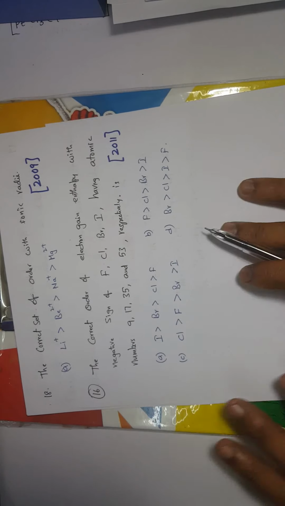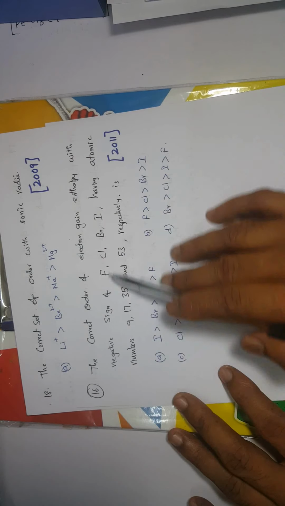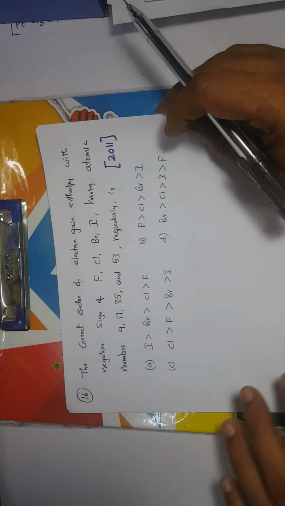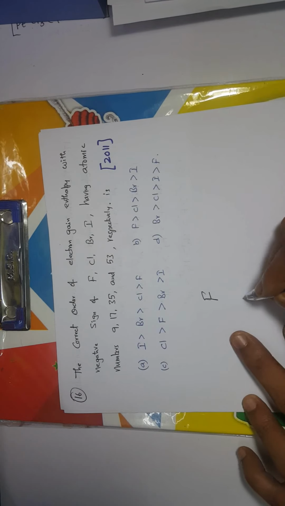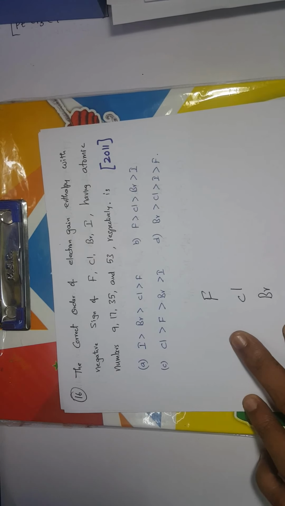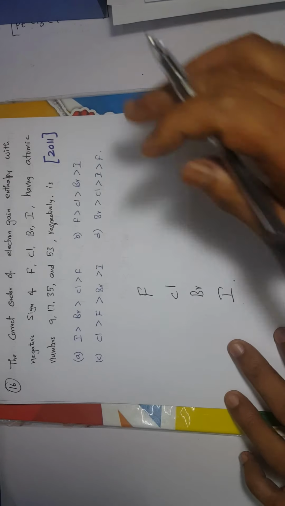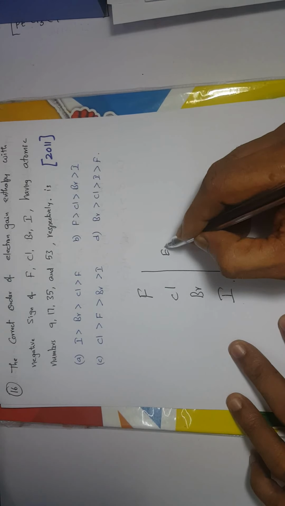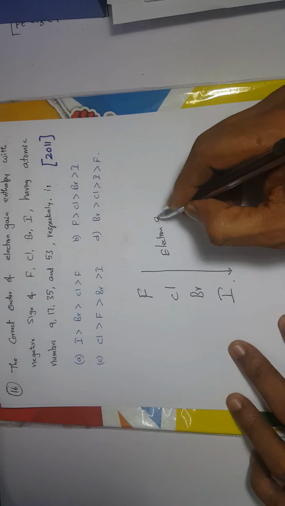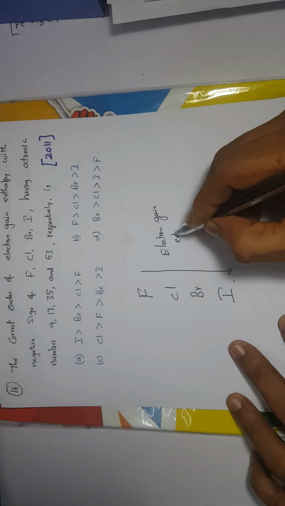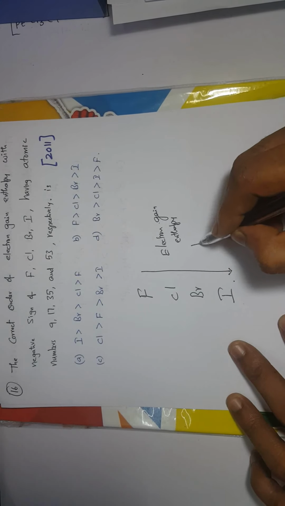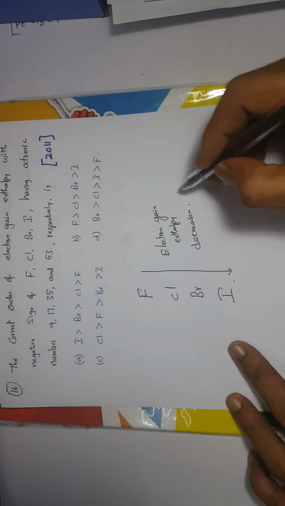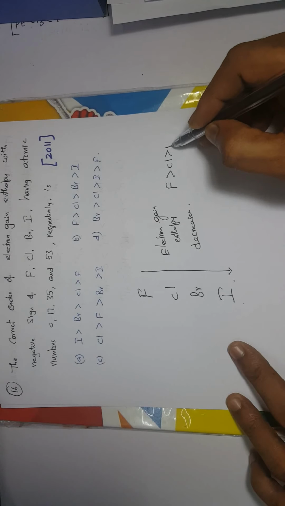Next, what is the correct order of electron gain enthalpy of fluorine, chlorine, bromine, iodine? This one is very important, because these are same group elements. In a group, usually the electron gain enthalpy decreases, like that: fluorine, chlorine, bromine, iodine.